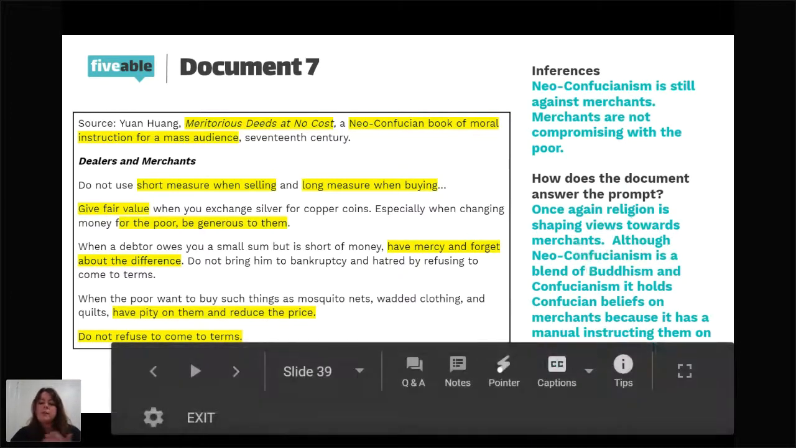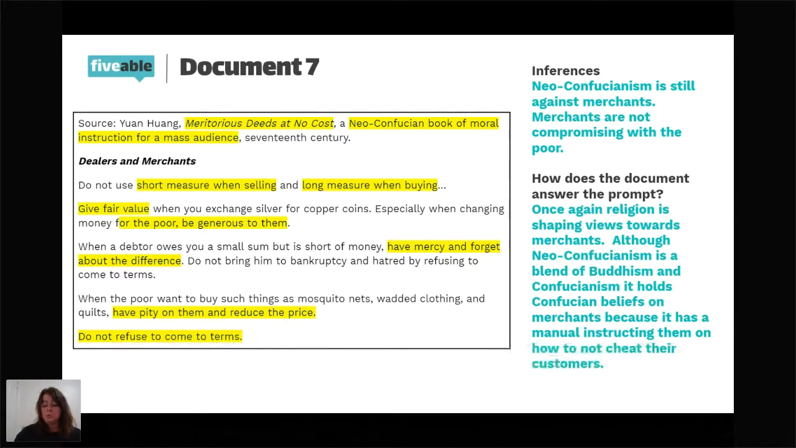So I put, once again, religion is shaping views towards merchants, right? So it's doing that, okay? And then I got to say what that view is. Although Neo-Confucianism is a blend of Buddhism and Confucianism, it holds Confucian beliefs on merchants because it has a manual instructing them on how to not cheat their customers.